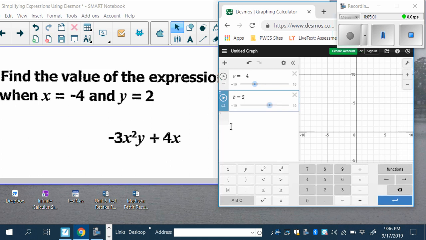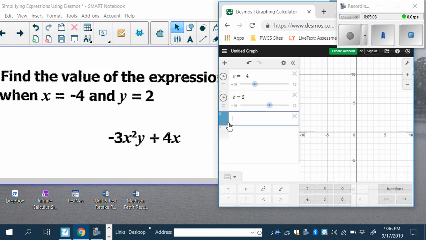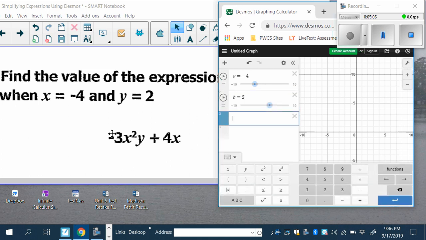Okay, so I've now given Desmos values for these, so now I have to remember when I enter this in, I have to use A for X and B for Y. So just be really careful of that. You can't use X and Y; you have to use any other letter except for X and Y. It's really not that hard to do once you get the hang of it. The reason why is because it automatically thinks you're graphing something, so that's why you don't want to do that.